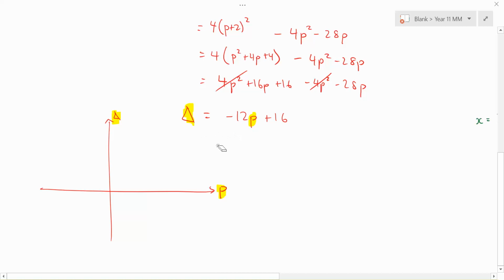You know it's got a negative gradient, y-intercept at 16. And if you work out the x-intercept, it's when you have negative 12p plus 16 equals 0, so p is negative 16 over negative 12, which is 16 on 12, which is 4 on 3. Okay, so that just means that at 4 on 3 I've got a straight line with negative gradient. There we go, I sketched my graph.